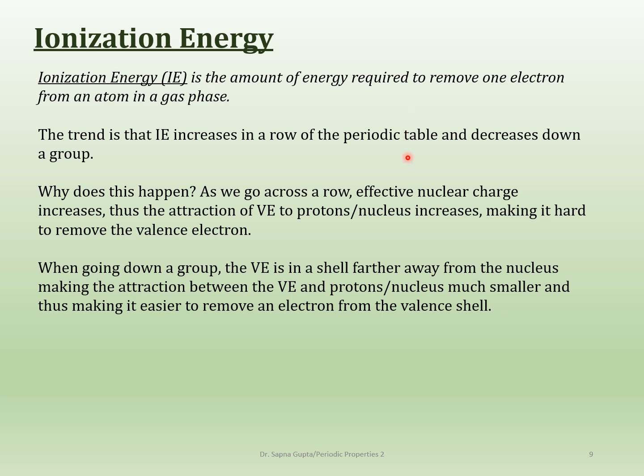On the other hand, going down a group, you're adding a valence shell. That valence shell is now farther away from the protons, so it's going to be easier to remove that electron. Okay, so there you go, your trend. Ionization energy increases as you go to the right and decreases as you go down a group.